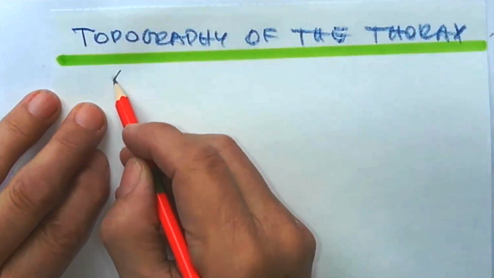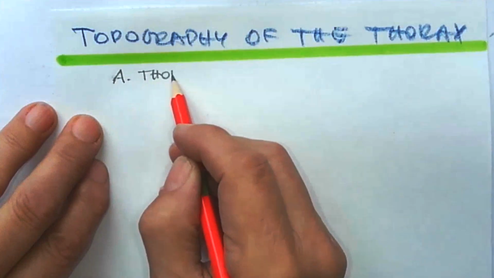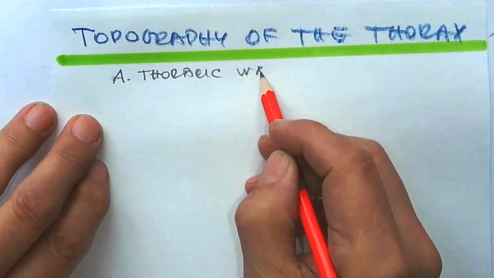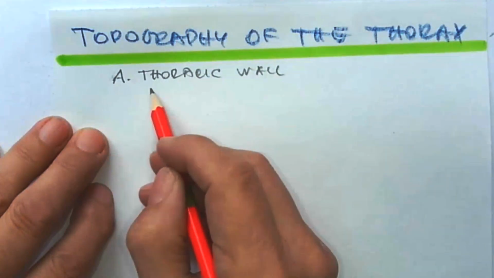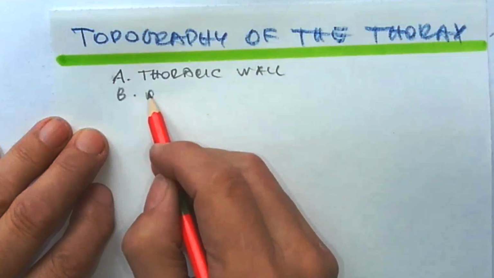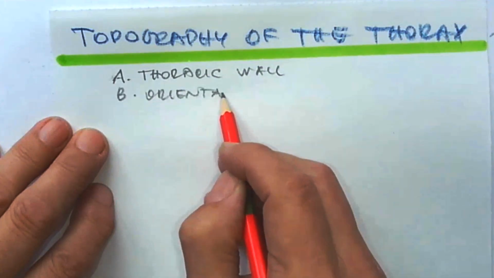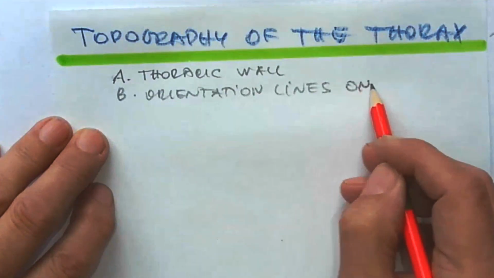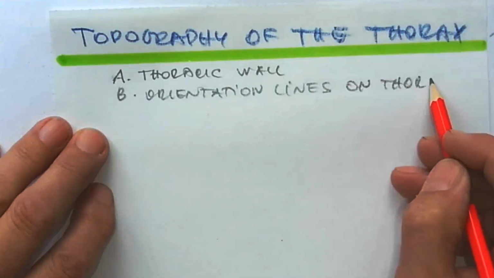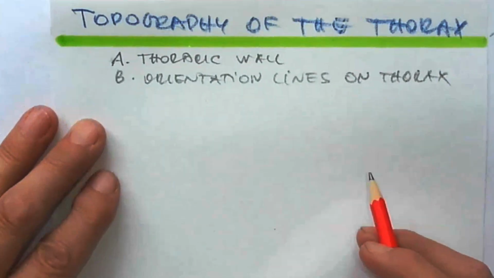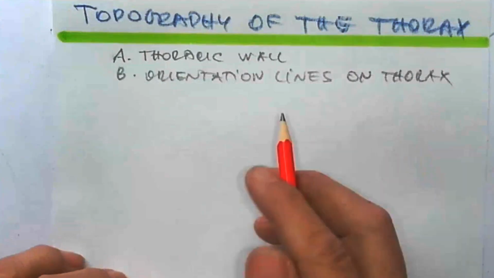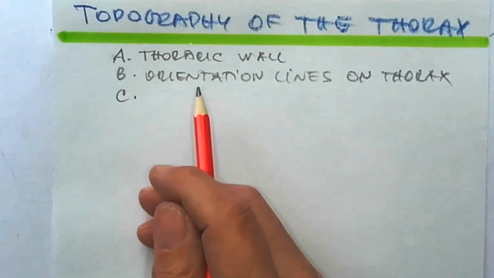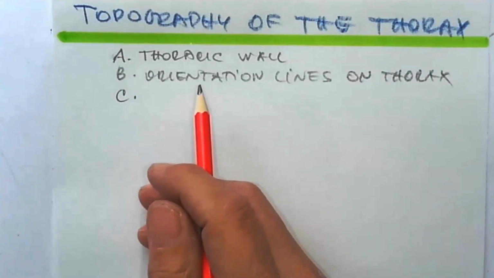Number one, or A, would be the thoracic wall, already explained on Monday lecture. So just to know that we describe usually thoracic wall, including B, the orientation lines on thorax. That means we use some lines important for the description, like the median, sternal, parasternal, medioclavicular, etc.